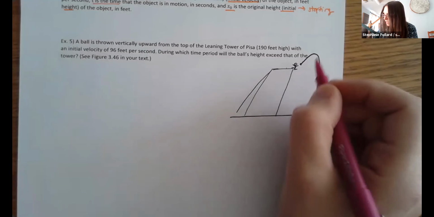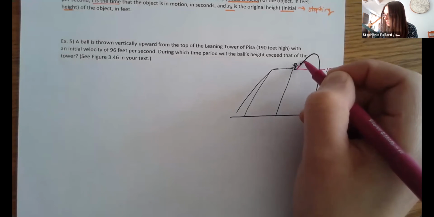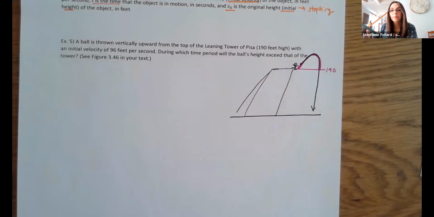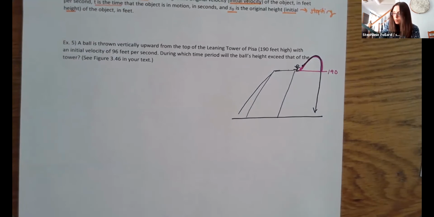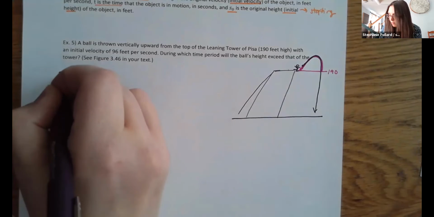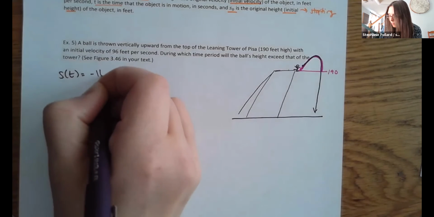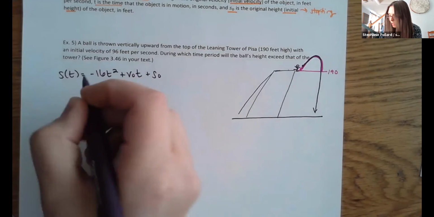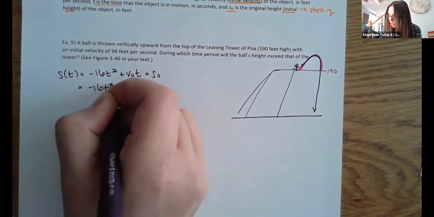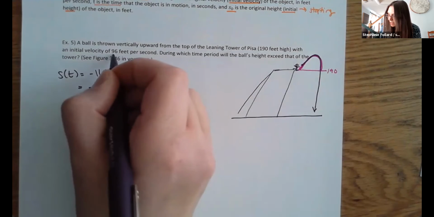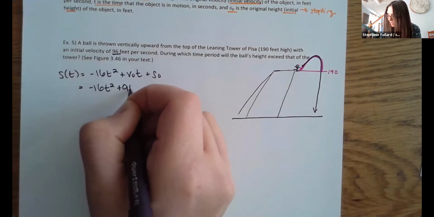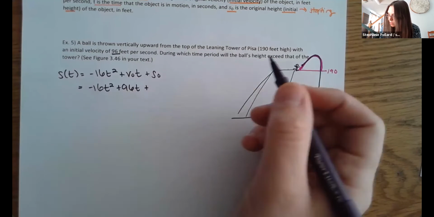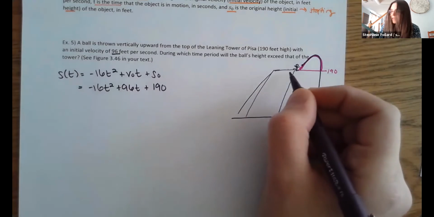And this is 190 feet high. So we're looking at this area here. So we're looking at when is the height here above the tower. That's our goal. So what we do is we take our general format, and we're going to plug in what we know. So our initial velocity was 96 feet per second. So this is going to be plus 96t. And our initial height is going to be 190 because we're right at the top of the tower.